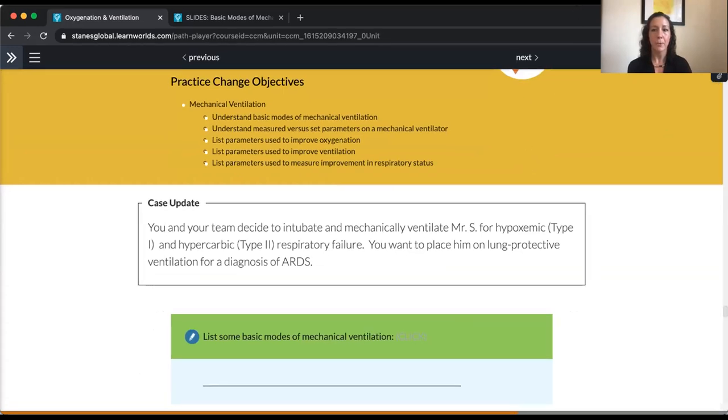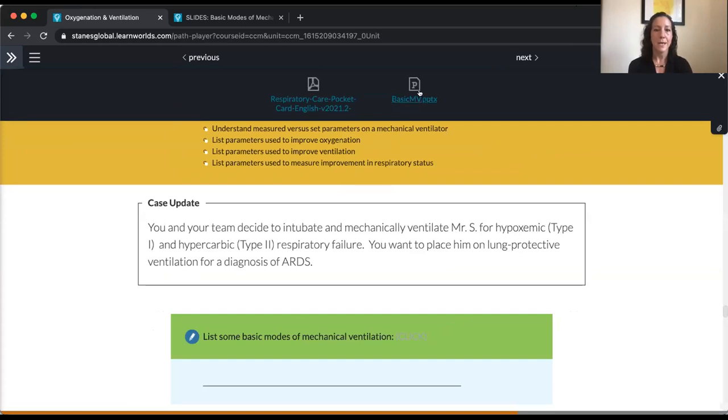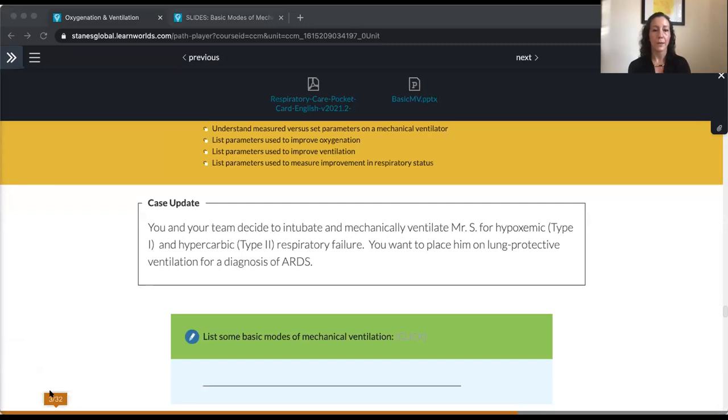I want to point out something that you may or may not have noticed on the Learning Resource Center. Do you see this paperclip icon up here in the top right-hand corner? You can click on that icon and you can see that I have uploaded these slides. So when you're on the Learning Resource Center, you can click on this and you can download my slides on basic mechanical ventilation. Okay, so you can see I'm uploading here. I'm going to open this in PowerPoint actually. But you can also click on the box and get it within the Learning Resource Center.